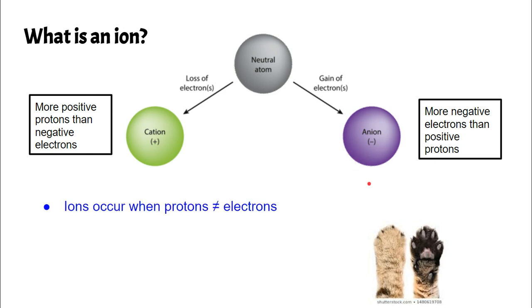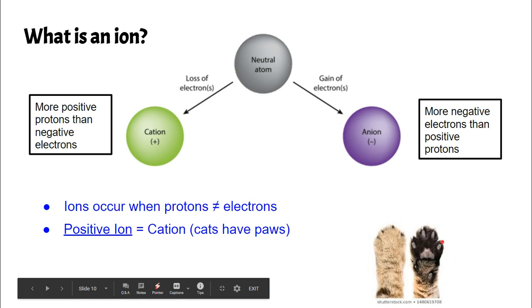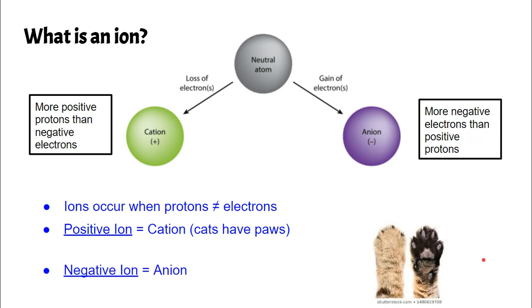So essentially, ions occur when the protons do not equal the electrons. If you have a positive ion, it's called a cation. And a way to remember this is that cats have paws. If it's a negative ion, it is called an anion.